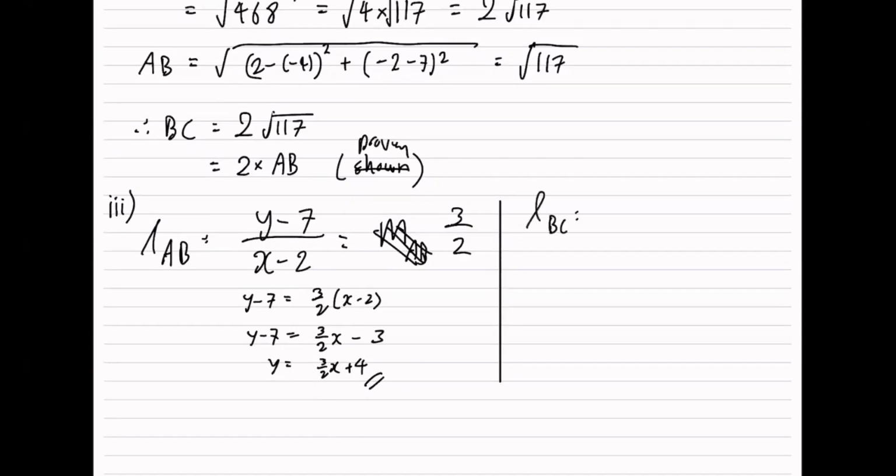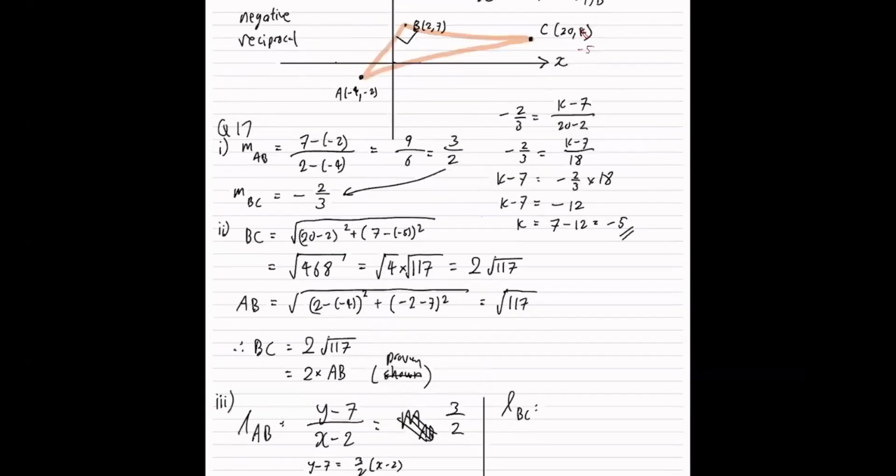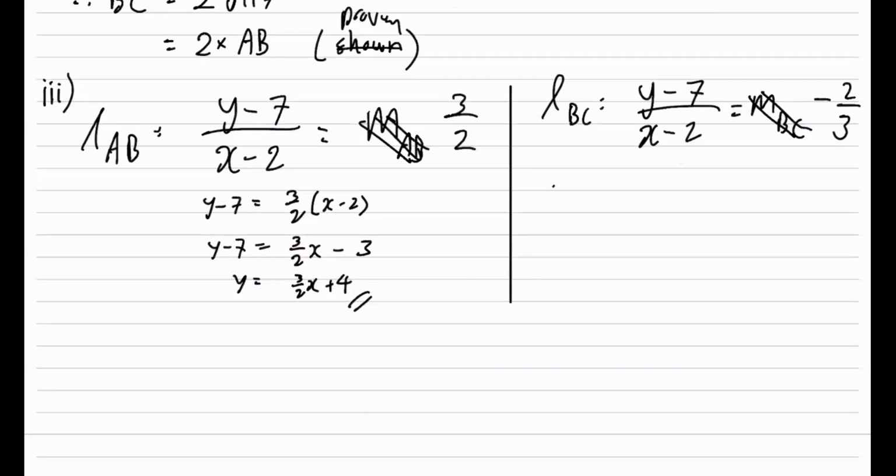So LBC, same thing again. Okay. So y minus what is BC? Just pick a point. Doesn't matter if it's point B or C. I like to pick point B because the number is smaller. So y minus 7 over x minus 2 equals the gradient of BC, MBC. But I know what's MBC already. It is just -2 over 3. Then you just times over. So y minus 7 equals -2/3 times x minus 2.